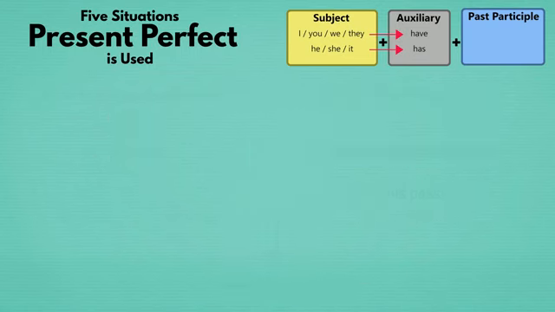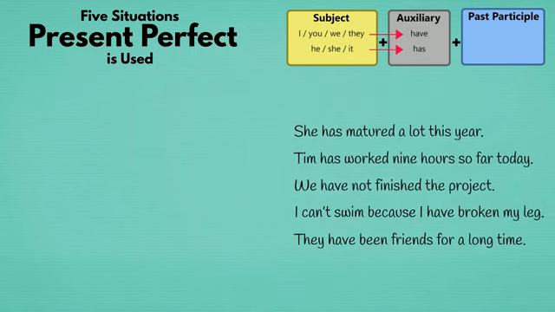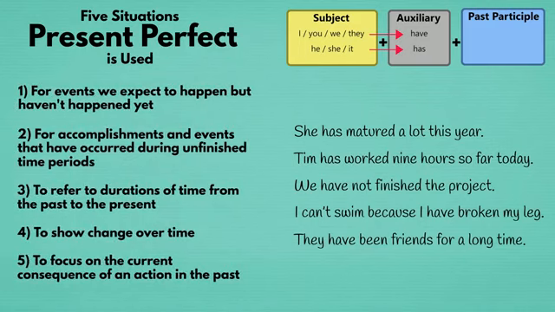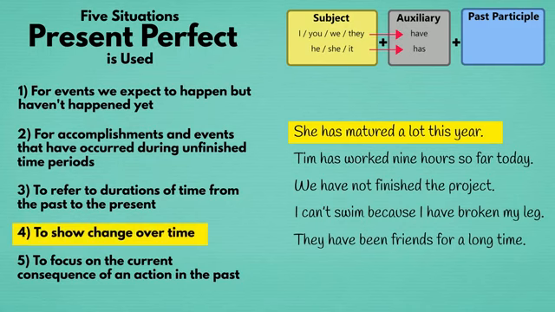Let's go back to these 5 present perfect sentences from the beginning of the lesson. See if you can match each sentence to one of the 5 situations in which present perfect is used. Pause here while you work. Let's check the answers. She has matured a lot this year. Present perfect is used here to show change over time.